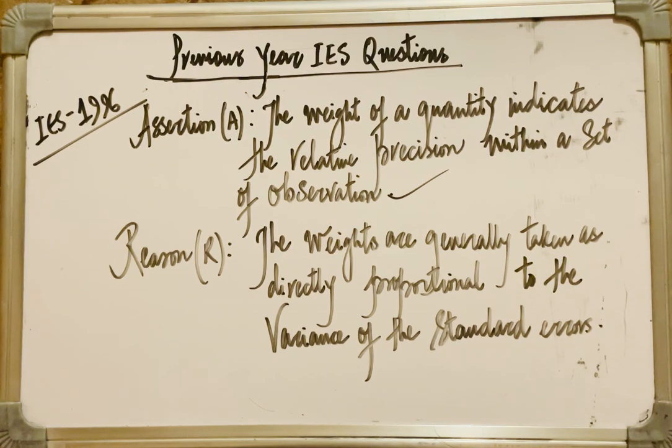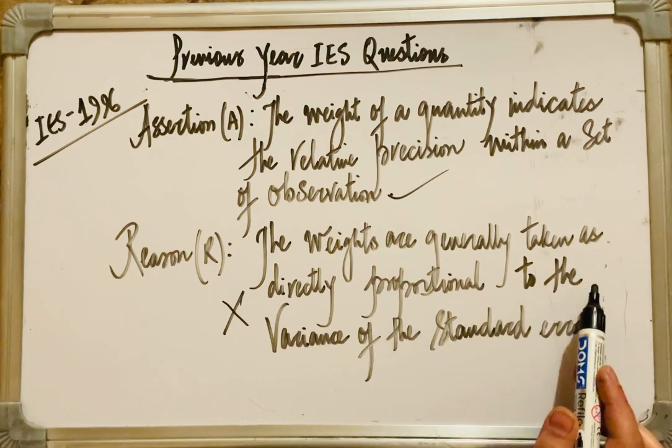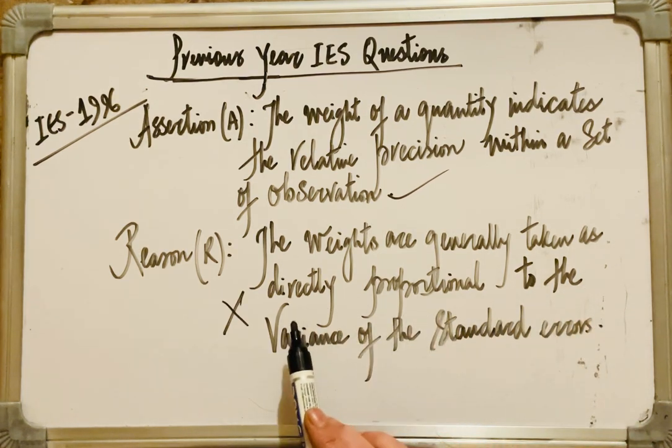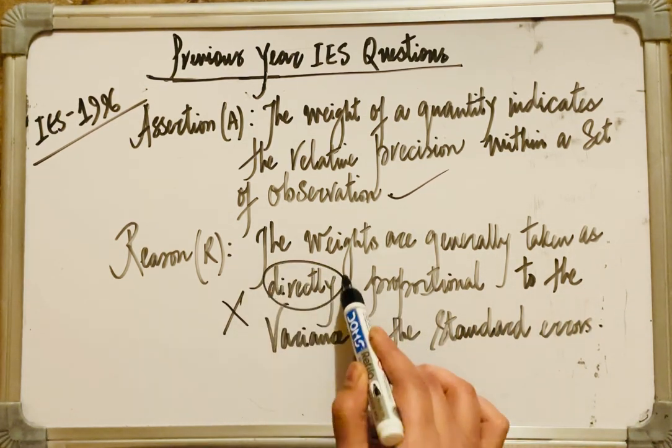Let's observe the reason. The second statement, the weights are generally taken as directly proportional to the variance of the standard errors, is a false statement, because we know that the weights are generally taken inversely proportional to the variance or square of the standard errors or probable errors. So the second statement is wrong. The weights are generally taken as inversely proportional, not directly proportional.